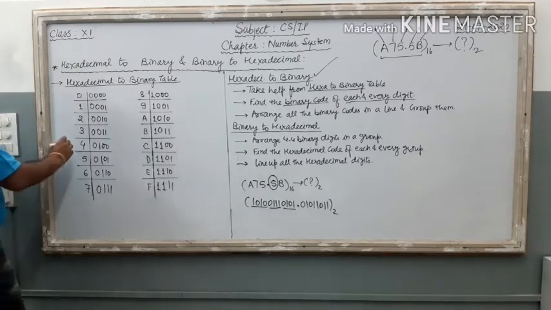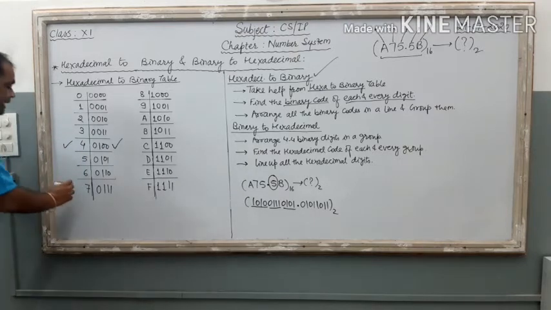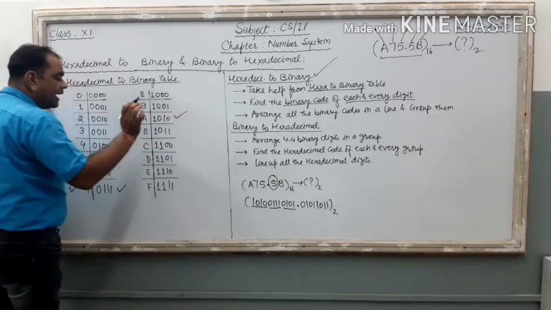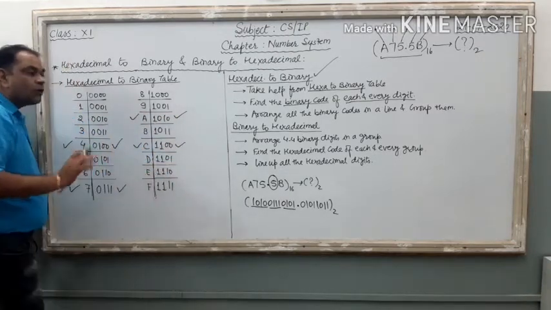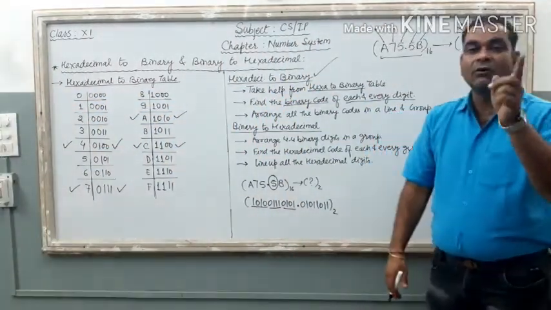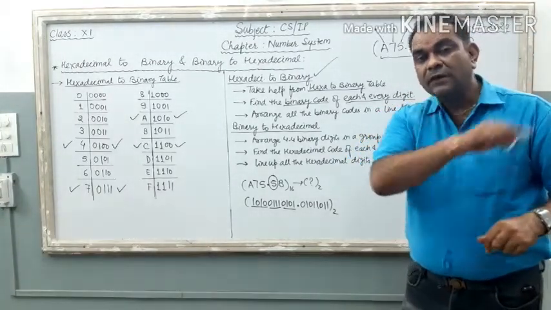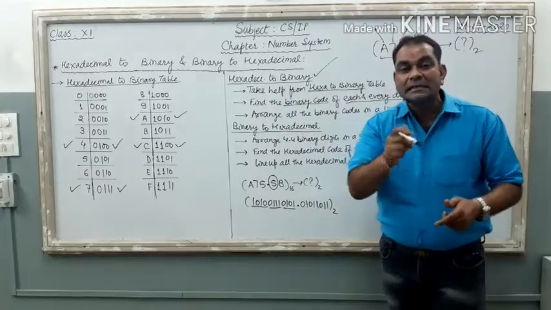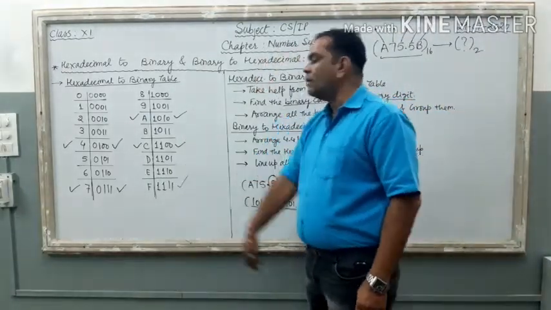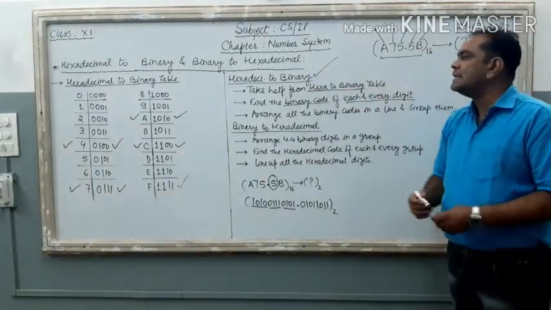In this table you should always remember the binary code of 4, then the binary code of 7, the binary code of A, and the binary code of C. These 4 codes should always be in your mind. Binary code of 4 is 0100. Binary code of 7 is 0111. 8 is 1000. Then binary code of A is 1010. Then C is 1100. And at the last, F is four times 1. Clear? So by this process, we can convert a hexadecimal number to binary.